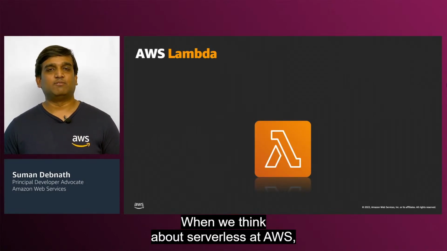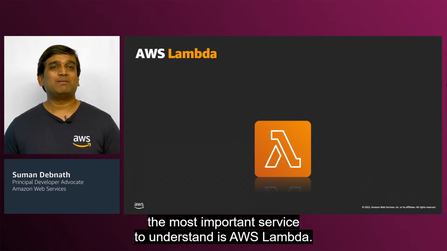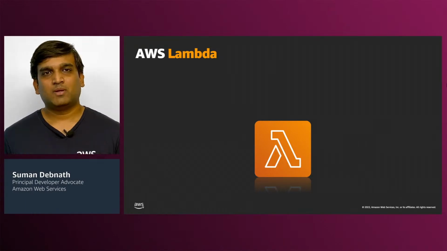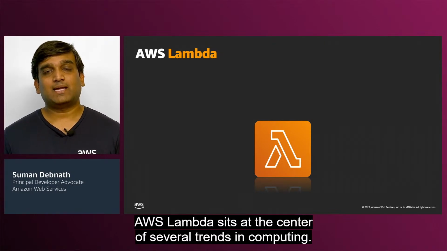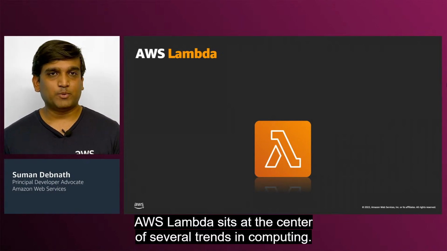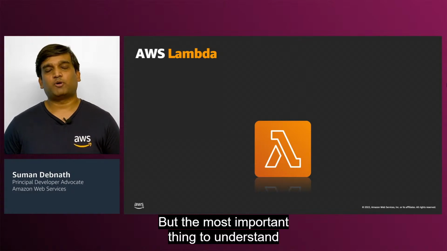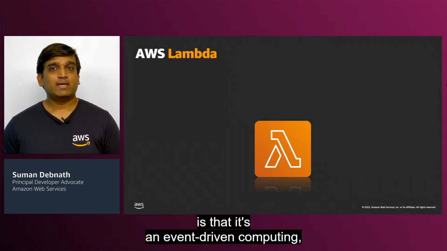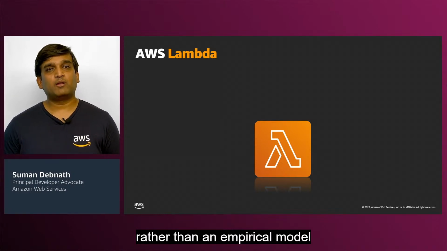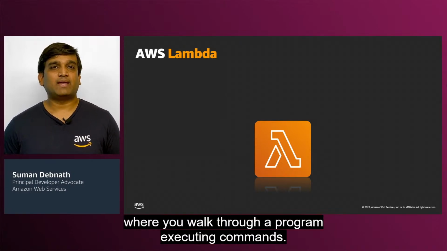When we think about serverless at AWS, the most important service to understand is AWS Lambda. AWS Lambda sits at the center of several trends in computing. But the most important thing to understand is that it's event-driven computing, rather than an imperative model where you walk through a program executing commands.